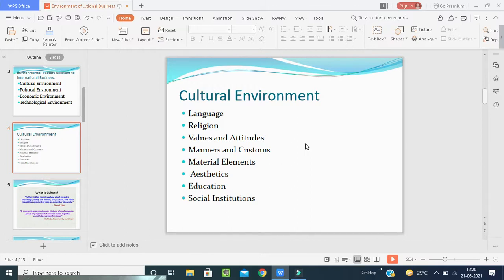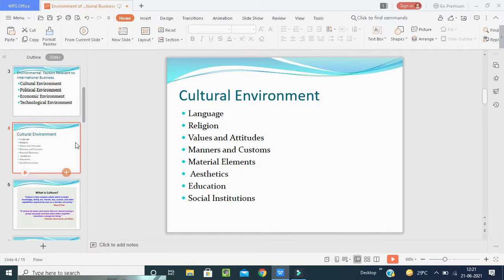See, culture is nothing but the thought and behavior pattern that a member of society learns through language and other forms of symbolic interaction. Their customs, habits, beliefs, and values, the common viewpoint, which bind them together as a social entity. The major cultural elements are language, religion, values and attitudes, manners and customs, material elements, aesthetics, education, social institutions.